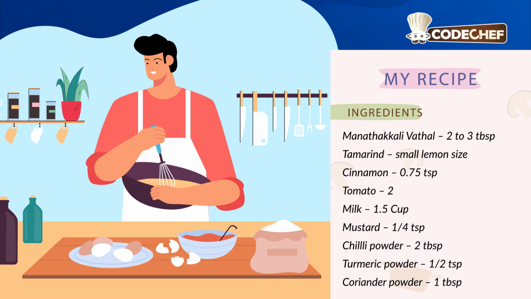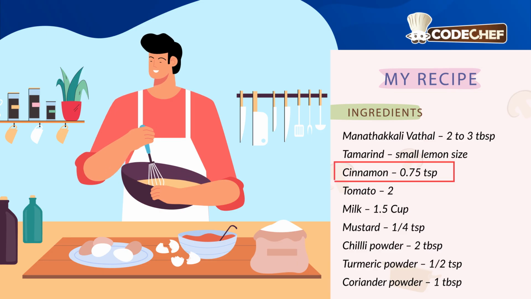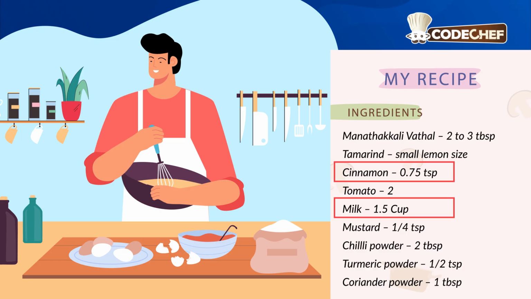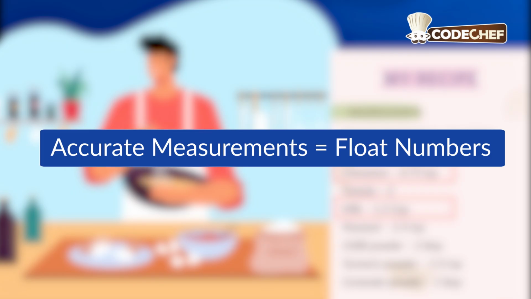Let's say you're cooking a recipe. It doesn't ask for 1 or 2 spoons of spice. It says 0.75 teaspoons of cinnamon or 1.5 cups of milk. These are floats, measurements that live between whole numbers.